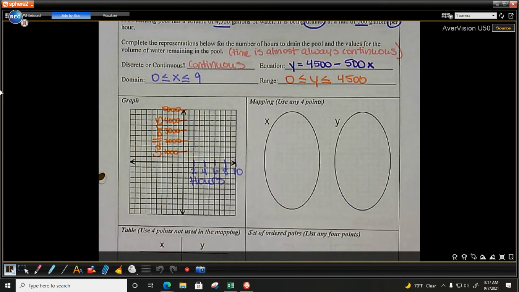Again, I'm numbering every other one. Okay, so let's think. If it's going to be continuous, are these points going to be connected? Yes. So I really only need my starting point and stopping point, because it's not going to go on forever. We're going to start draining and then we're going to stop draining. At 0 hours, how much water's in the pool? 4,500, right? So 0, 4,500.